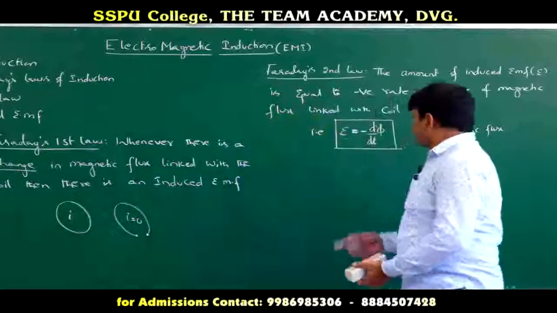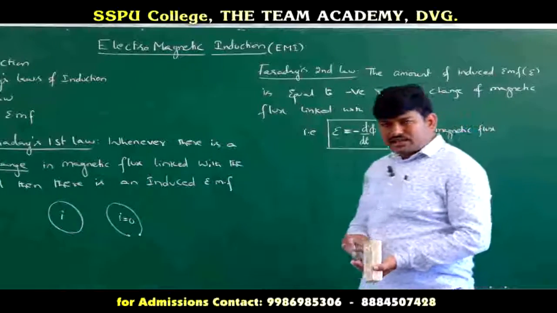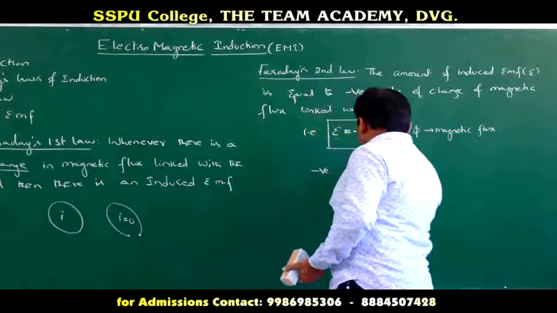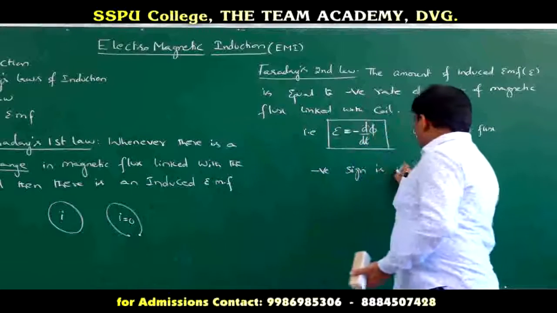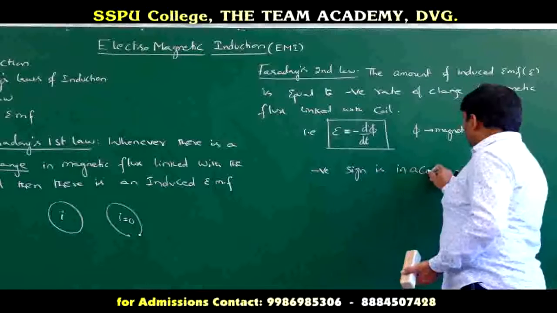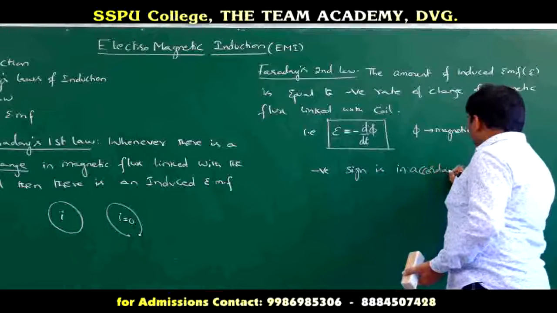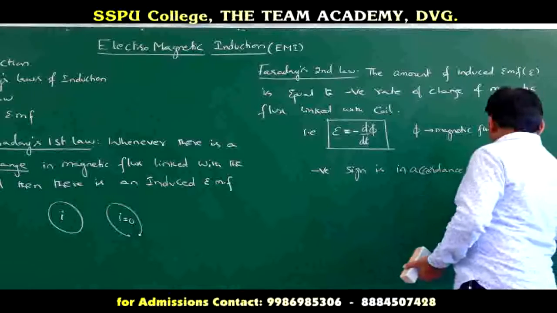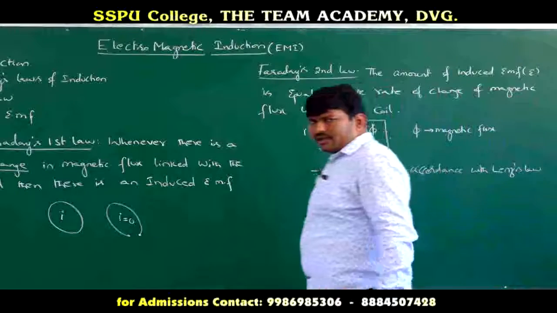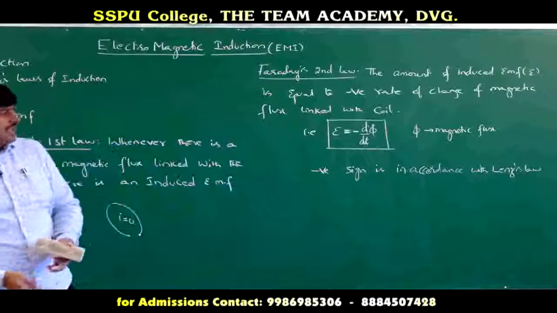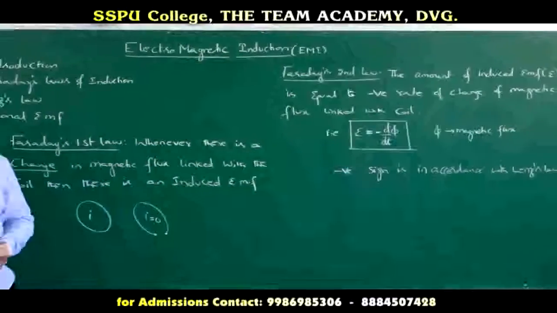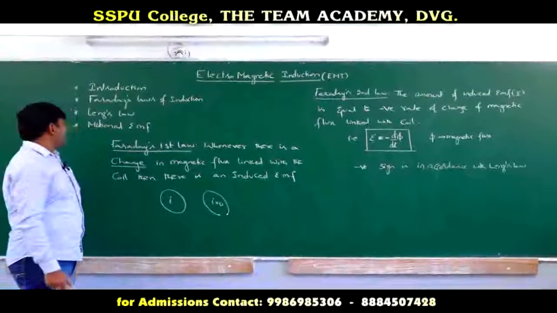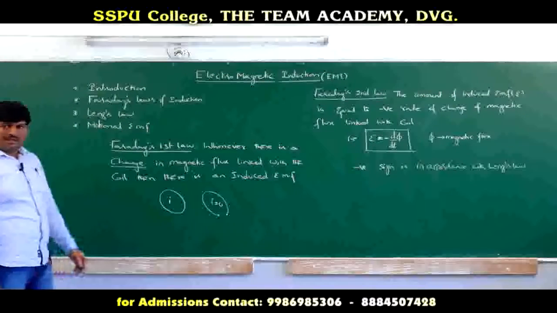Why is the negative sign introduced here? The negative sign is introduced in accordance with Lenz's law. I will tell you what this Lenz's law is next. So, just remember, here I have introduced the negative sign, and that negative sign is in accordance with Lenz's law. Is it clear? So, this is about Faraday's first law of induction and Faraday's second law of induction, and next we will discuss Lenz's law. Is it clear?